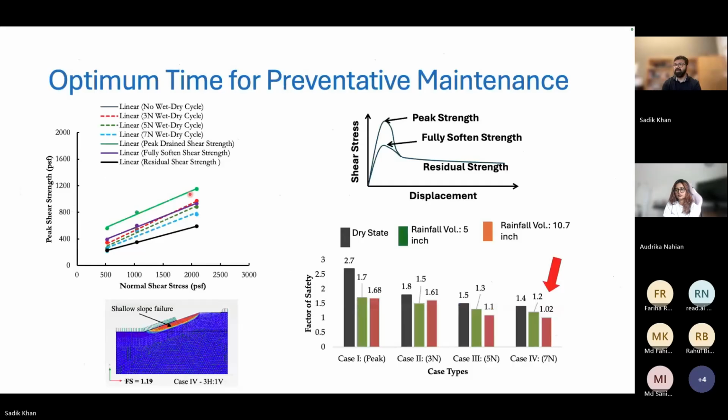So in a nutshell, if we combine it all together, with the expansive soil like Yazoo clay, what we have in Mississippi, we can look into the difference at different times with exposure to different wet-dry cycles, and the shear strength drops. And if we integrate that number, we can see how the factor of safety keeps dropping with a different number of cases.